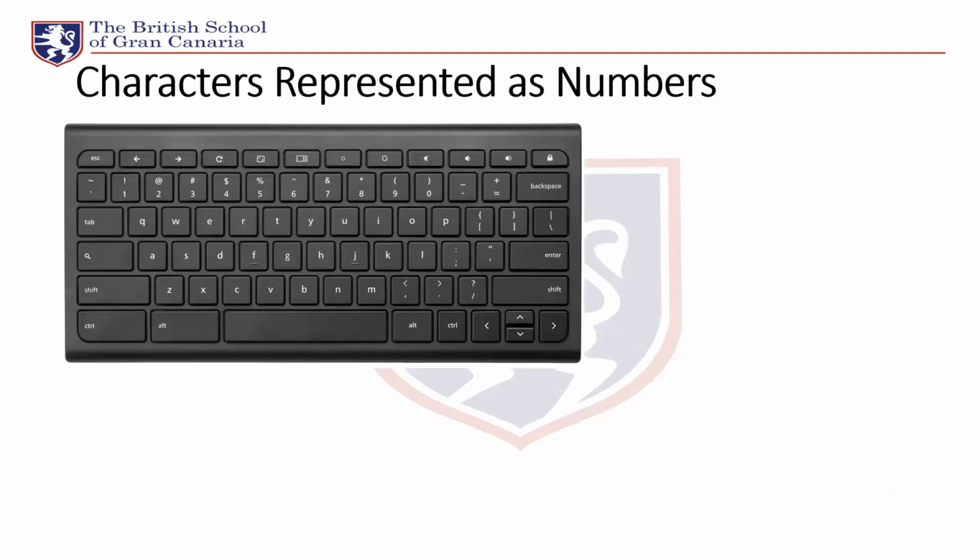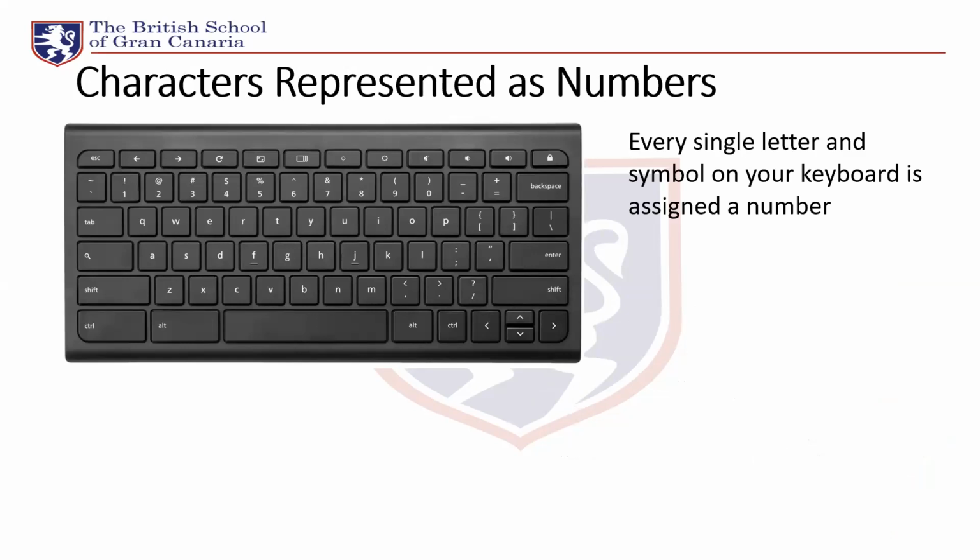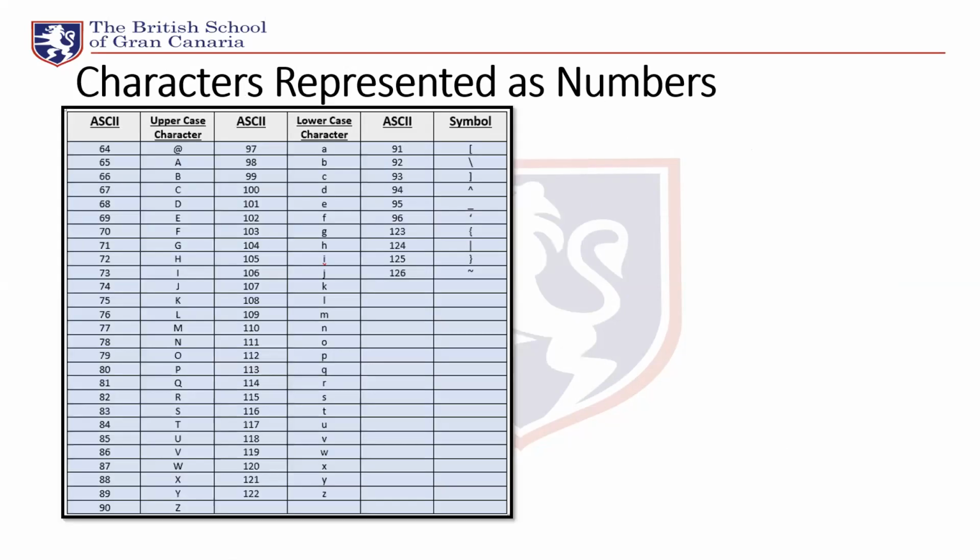Now all these characters are represented as numbers. Every single letter and symbol on your keyboard is assigned a number, and they're also assigned different numbers for uppercase and lowercase. For example, uppercase A is number 65. You're going to have a copy of this ASCII table, and you can see here that every symbol has got a different number. If you take a look at the @ symbol, it's number 64. As we said earlier, number 65 is A. Then if you look at lowercase a, it's number 97. So they've all been assigned different numbers.